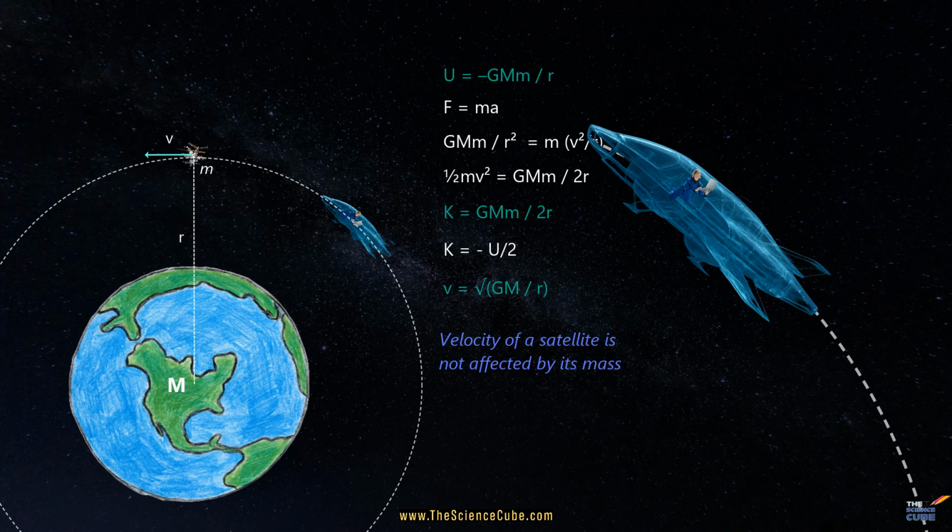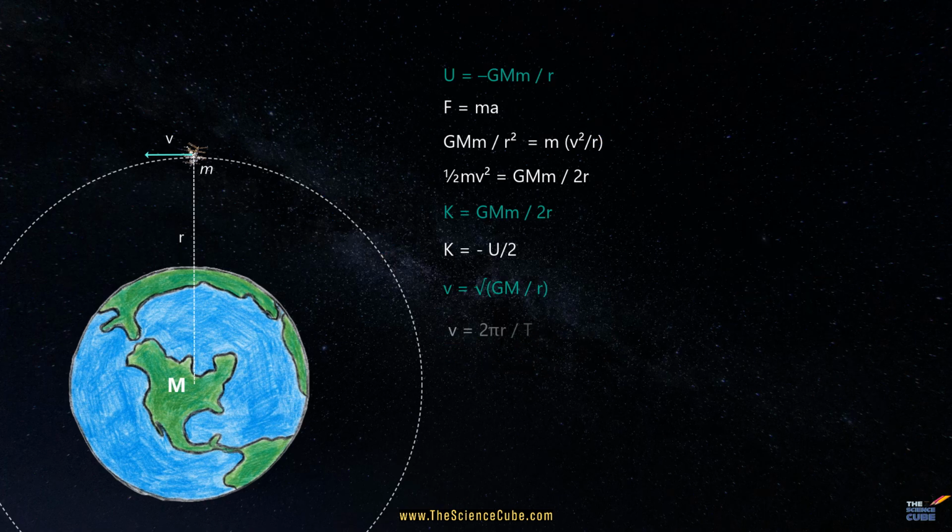Now, we can also find the time period T of a satellite moving at a velocity v. So, v equals 2 pi r upon T, and putting v equals root of GM upon r here, we get root of GM upon r equals 2 pi r upon T, or T equals 2 pi times square root of r cube upon GM. And you see, this expression is in fact a specific case of Kepler's third law, which states that the square of a satellite's orbital period is proportional to the cube of the radius of its orbit.